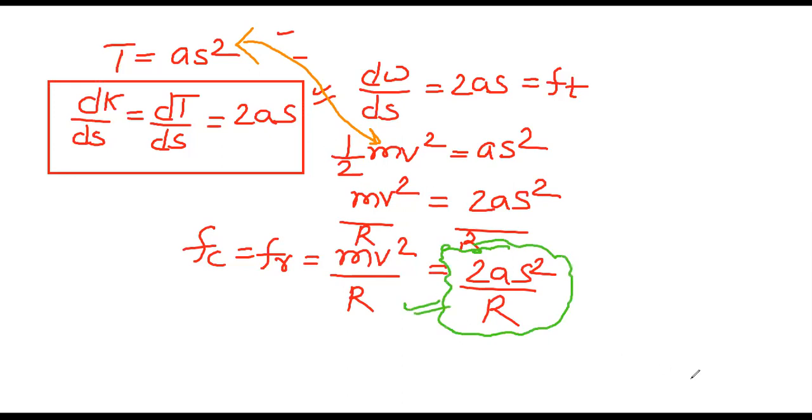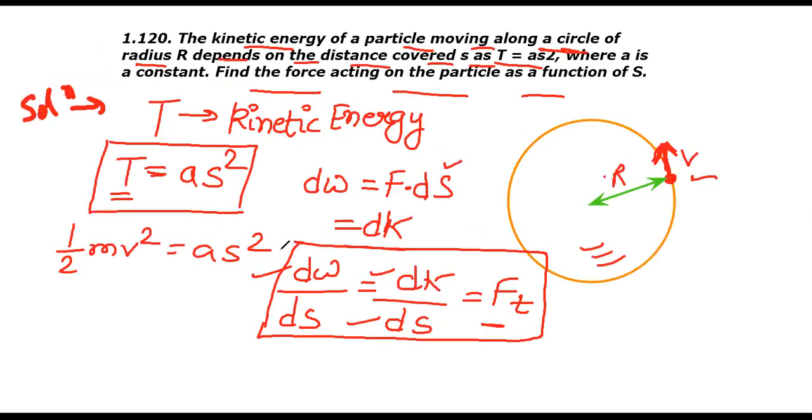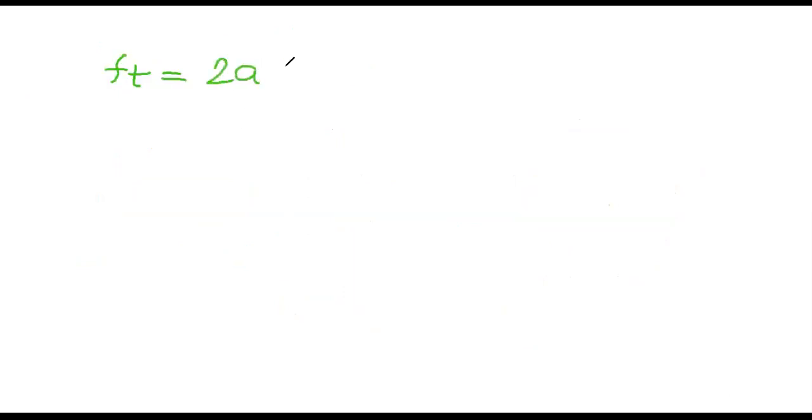Okay, so from here, let me take a new page for you. From here, we get two forces. The tangential force came out to be 2as, because dW/ds equals dK/ds equals the tangential force, and this was kinetic energy. So we differentiated it, and we got 2as. Tangential force is equal to 2as.